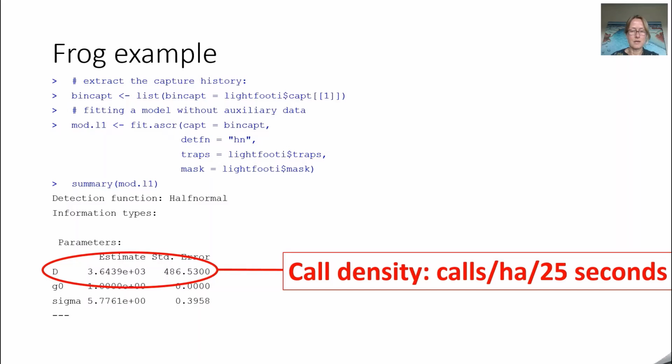Note also that the large number for this density estimate comes from that the unit is hectare, an area quite a bit larger than our study area. The time unit is the duration of the recording, that is 25 seconds. So the occasion was 25 seconds. This is a bit awkward perhaps to have a density estimate given as per 25 seconds. We'll see in the next slide how we can turn this into a density estimate per minute.